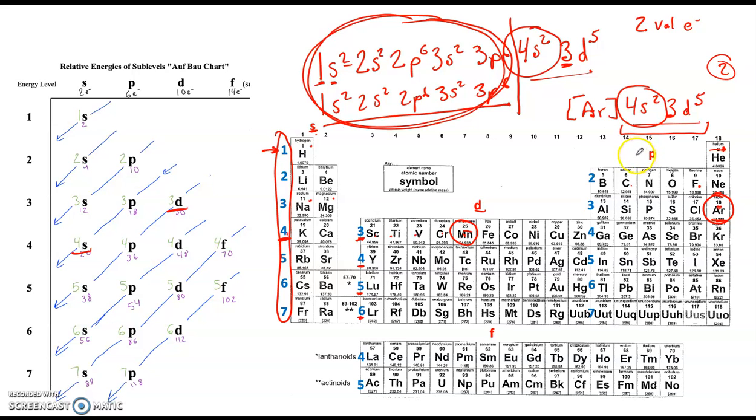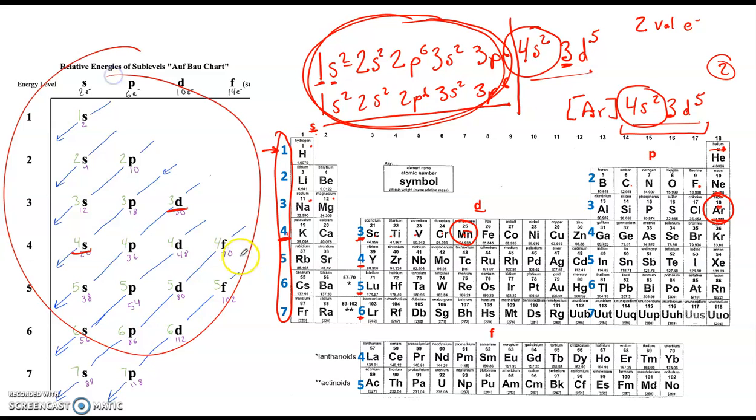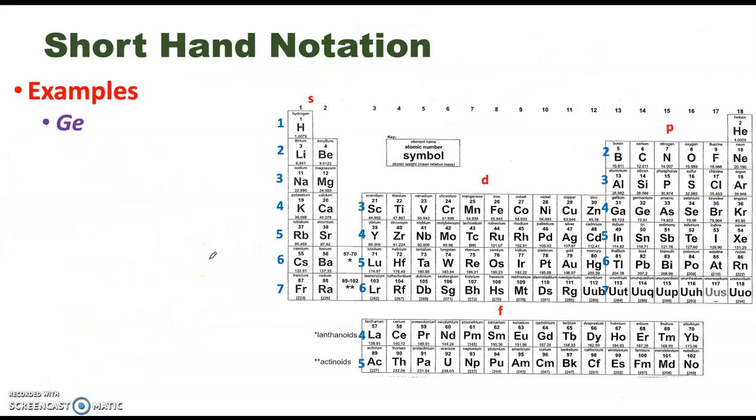Now, you might be a little reliant on this Aufbau chart yet, but you're going to want to get rid of it because it doesn't help you do shorthand notation. You do have to figure out how to use this periodic table. The Aufbau chart would be a mess to try to figure this out. So let's do a few examples.